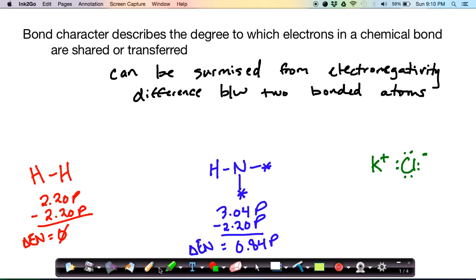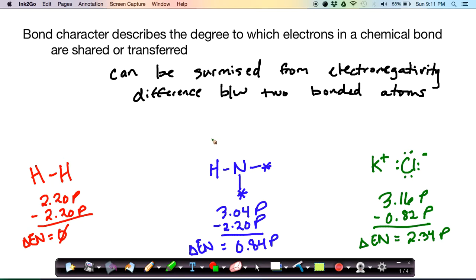And then finally, we'll look at our KCl interaction over here, the bond between potassium ion and chloride ion. So we've got chlorine with an electronegativity of 3.16 Pauling, according to our periodic table. And potassium is 0.82 Pauling. And that gets us an electronegativity difference of 2.34 Pauling. So we see three different bonds here, three very different magnitudes for the difference in electronegativity.